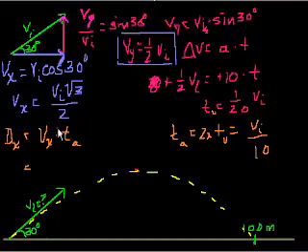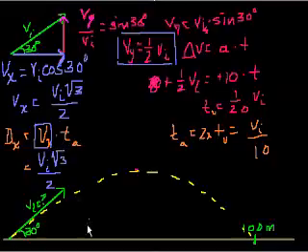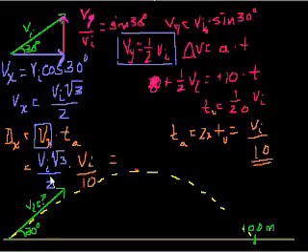Let me switch back to that purple so you know what I'm doing. V sub I square root of 3 over 2, that's this, times the time in the air. Well, the time in the air is V sub I over 10. So the total distance traveled, let's multiply this: V sub I squared times the square root of 3, all of that over 20.